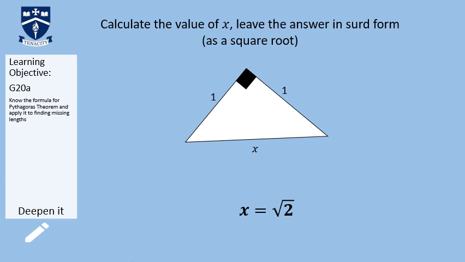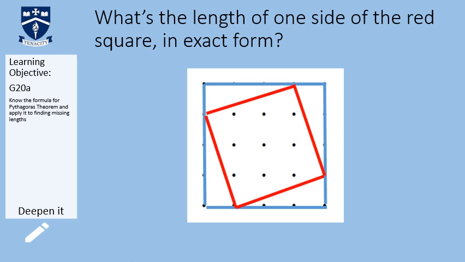And the answer is the square root of 2, because it's the sum of the square of the two shorter sides. 1 squared is 1, 1 plus 1 is 2, and we square root it to the end, square root of 2. And here's another deepening question where I put it into a context. Find the length of one side of the red square, and I want to leave it in exact form. That's another way of saying leave it in surd form. Press pause and then play when you're ready to mark.